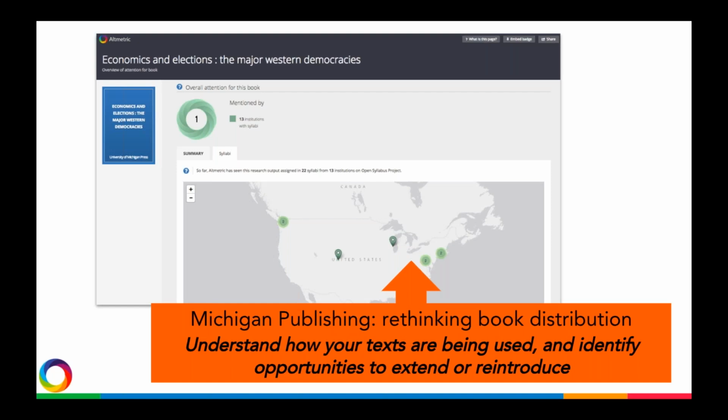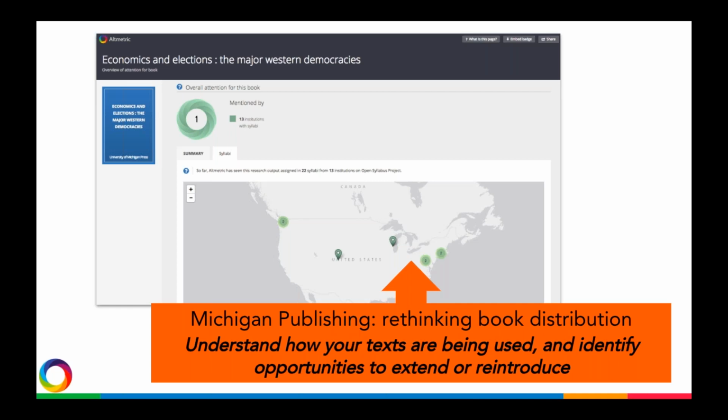They had a really interesting case where they came across this older book, which they had assumed wasn't really used very much, was aimed at quite a specific audience. But what they actually found was that this book was being used by 13 institutions in their reading lists. And this led to them completely rethinking how they saw the future for this book.